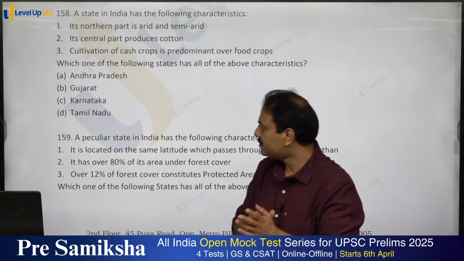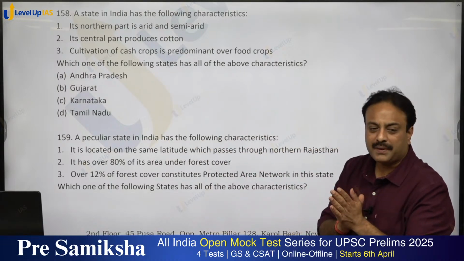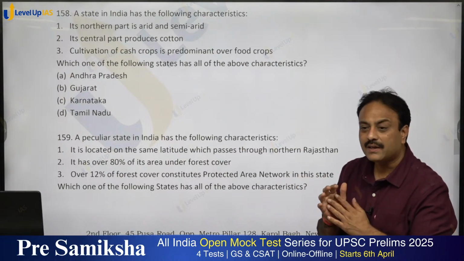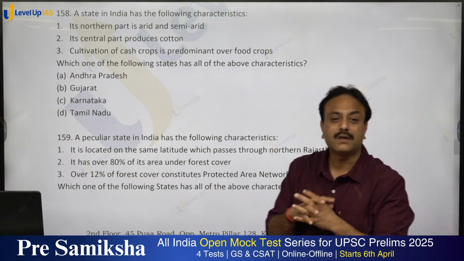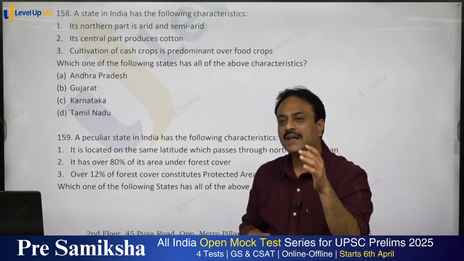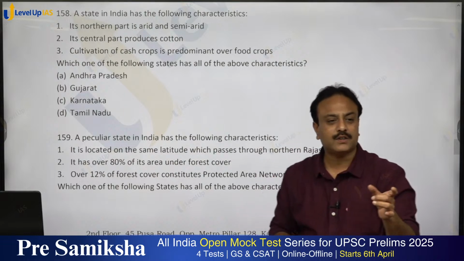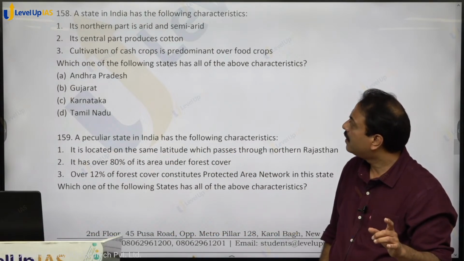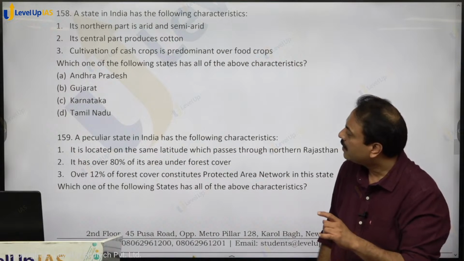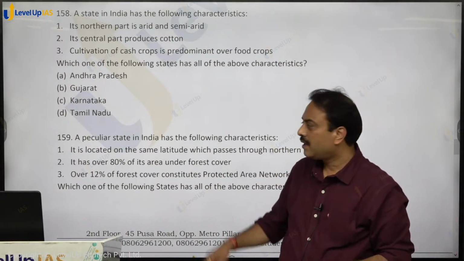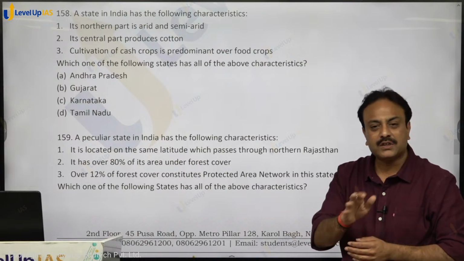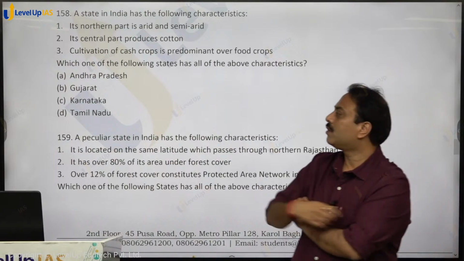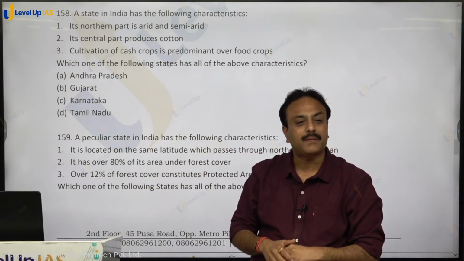Andhra Pradesh. Is the northern part of Andhra Pradesh arid or semi-arid? Yes or no? The northern part of Andhra Pradesh has a moderate type of climate. It is not arid or semi-arid. It rules out Andhra Pradesh. Leave Gujarat, study Karnataka. Is the northern part of Karnataka arid or semi-arid? No, the northern part of Karnataka has a semi-arid type of climate.